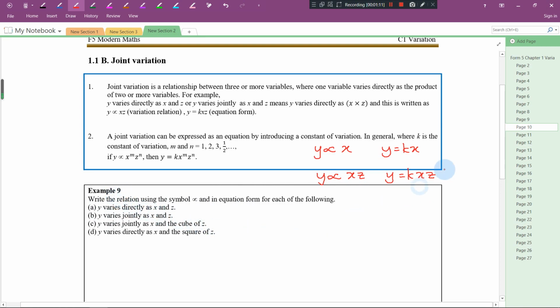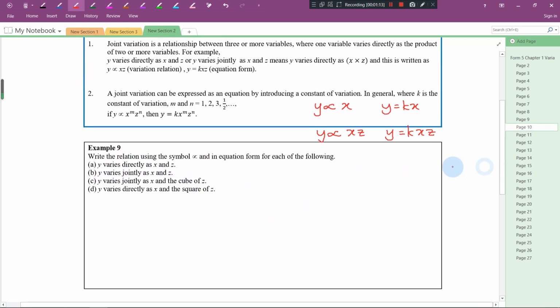Okay, now we have a few examples over here. Let's go through them one by one. Let's look at example number 9. We want to write the relations using a variation symbol and in equation form. Okay, let's look at A. This is what I showed you just now. Y varies directly as x and z. So if I want you to write this in equation form, we write the equal symbol, add a k, constant of variation, then x, z.